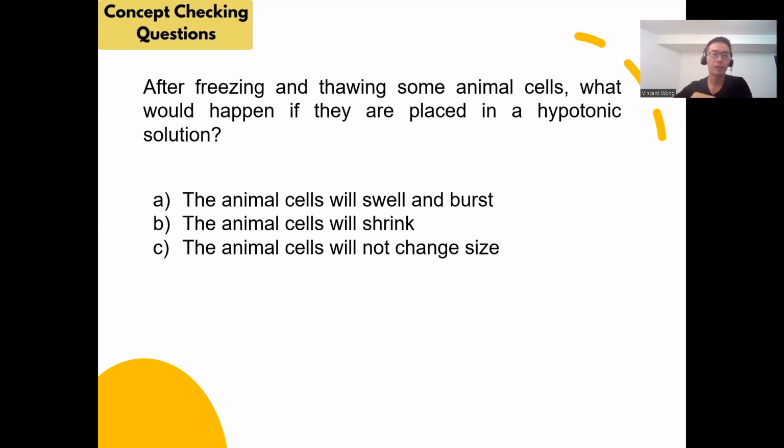Okay. Let's take a look at this. After freezing and thawing some animal cells, what would happen if they are placed in a hypotonic solution? Now, if you see hypotonic, you might think, oh, water's going to come in because of the hypotonic, and it's going to swell and burst. But the trick here is freezing and thawing.